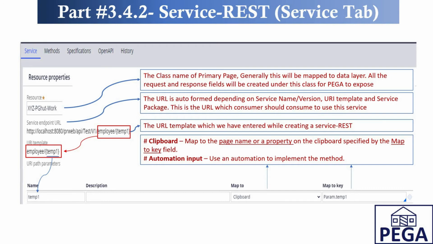Now in map to, let's say you are going with automation input. If you use an automation input, then you need to also use an automation to implement the method, right? So I'll show you where exactly you are going to do that on a theoretical basis, but in practical we are going to use the clipboard structure only.